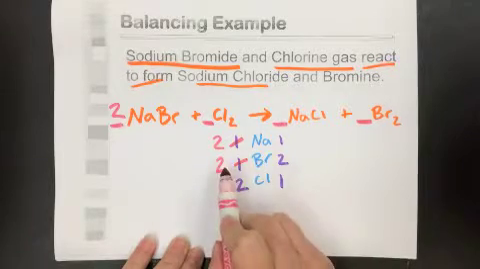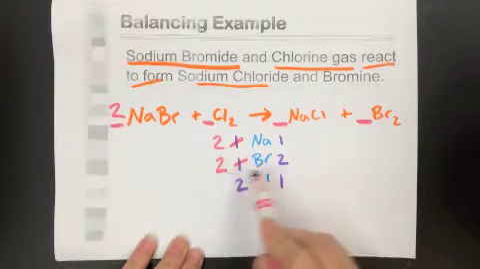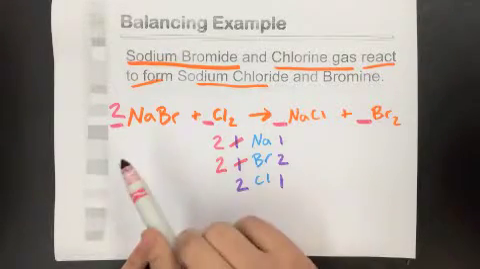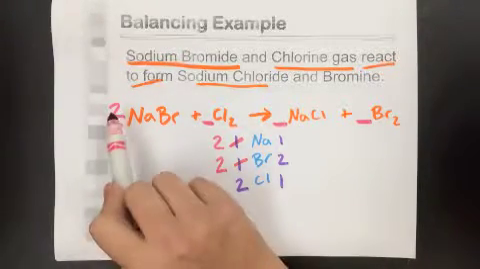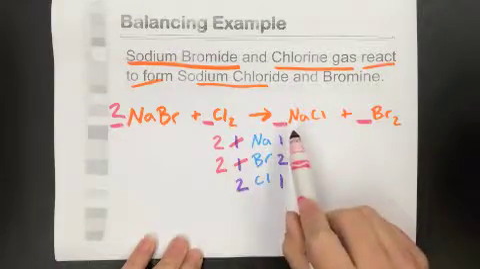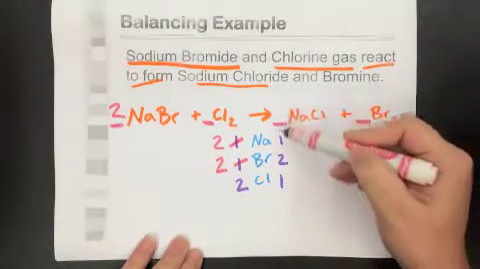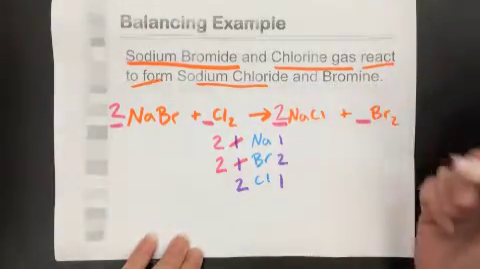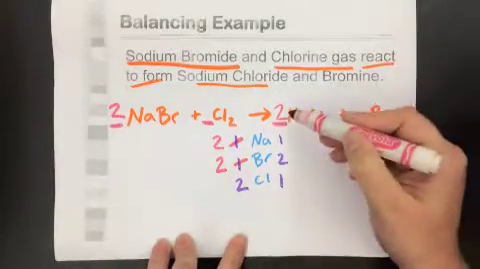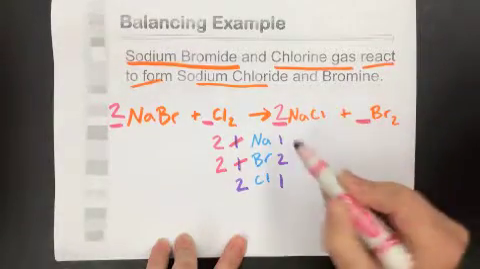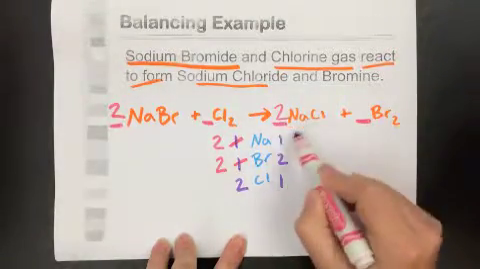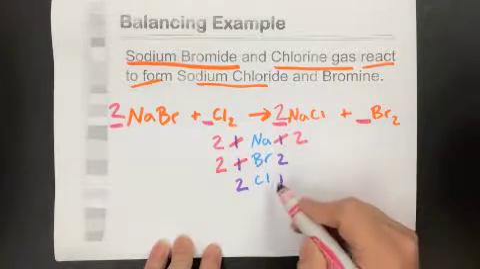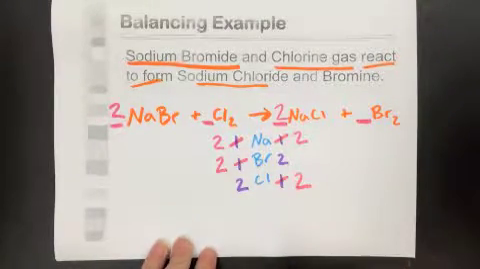Now, in the process of balancing the bromines, because we're now balanced 2 and 2, we messed up our sodiums. So this means we need to go back and look at our sodiums. So we have 2 on the left, 1 on the right. So again, what times 1 equals 2? And your answer should be 2. So every time you add a coefficient, recount. So for sodium, we now have 2 times 1, which is 2. For chlorine, we now have 2 times 1, which is 2.